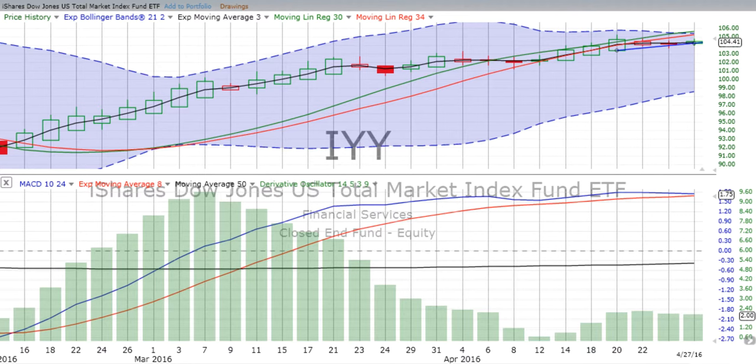2016. We always start with IYY, which represents the total market. It's the iShares Dow Jones U.S. Total Market Index Fund. It is an ETF. We jump right into it. It is still hanging in there as far as an up move on our two-day chart.